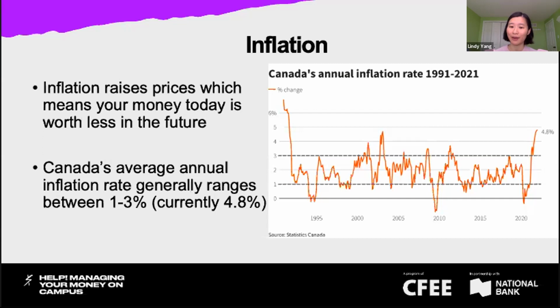Canada's annual inflation rate generally ranges between 1% to 3%. If you want your savings to keep up with inflation, then you would need to earn at least 1% to 3% annual interest on your savings. The average inflation rate in 2021 was 4.4% and is currently sitting at 4.8%. This is a 30-year high. With inflation numbers higher than average, it's really important to consider how you invest to account for that inflation.